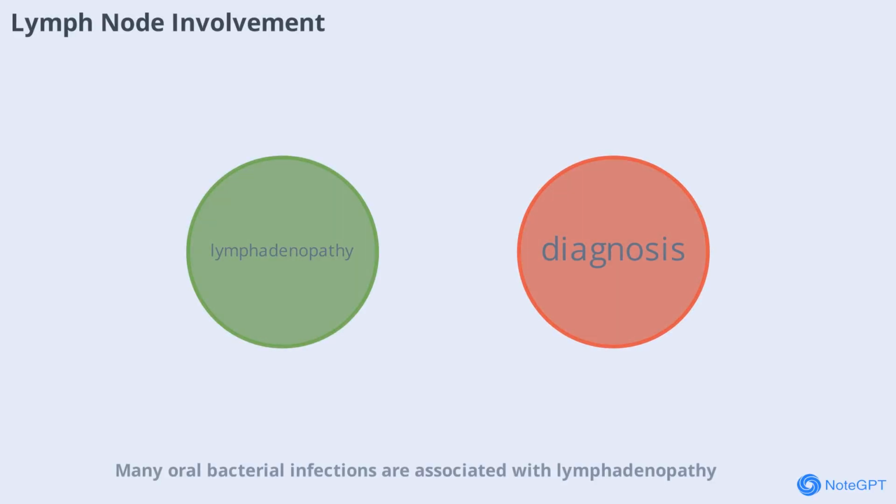Many oral bacterial infections are associated with lymphadenopathy. Tuberculosis and cat scratch disease often cause regional lymph node enlargement. Syphilis may present with localized or generalized lymphadenopathy depending on the stage. Gonorrhea and NUG can also cause cervical lymph node swelling. Recognizing these patterns aids in differential diagnosis.